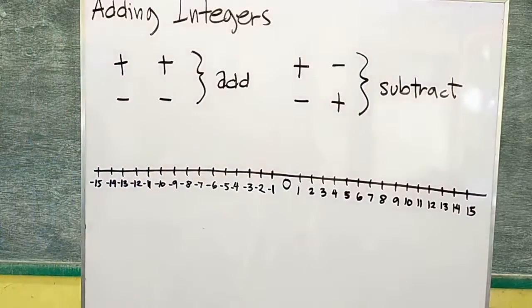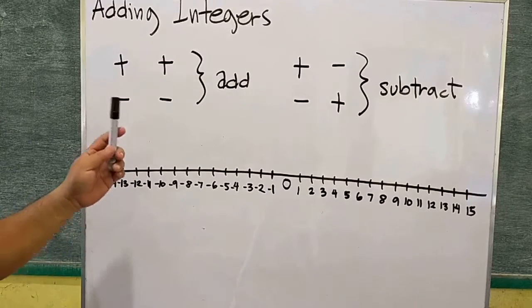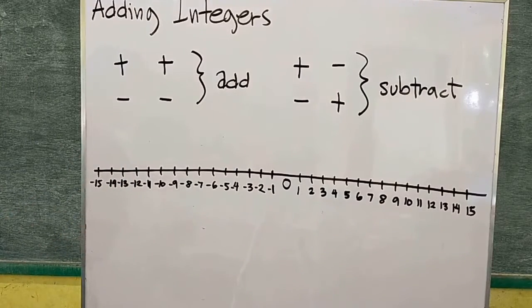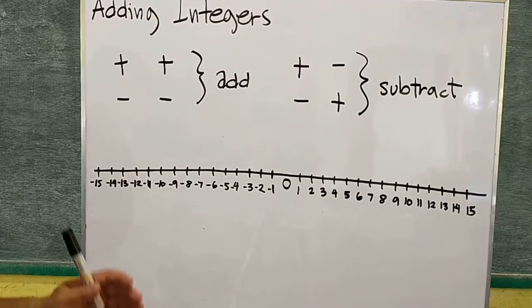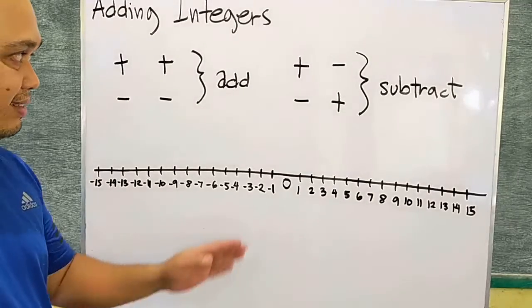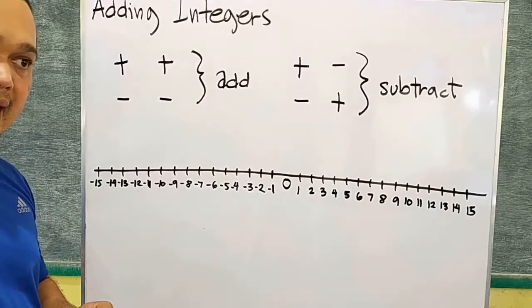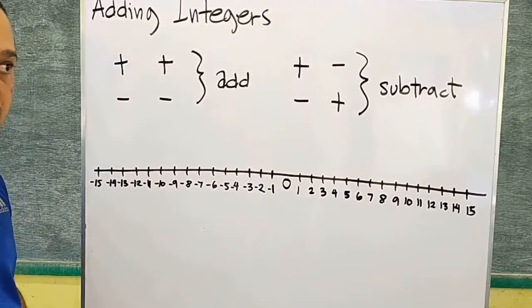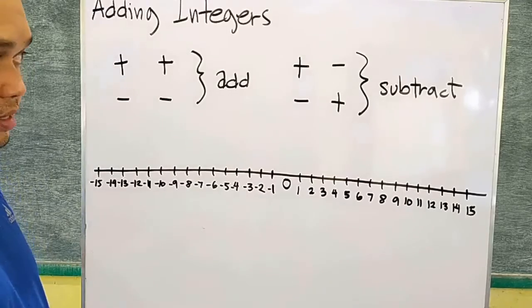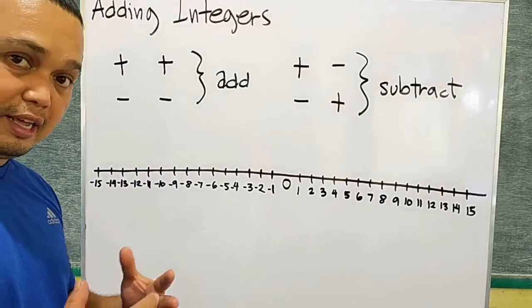Now here on the board, to add integers, just remember that if we are adding like integers, then we have to add the numbers. If we are adding unlike integers, then we are going to subtract the numbers. Okay? So I'm going to explain that.